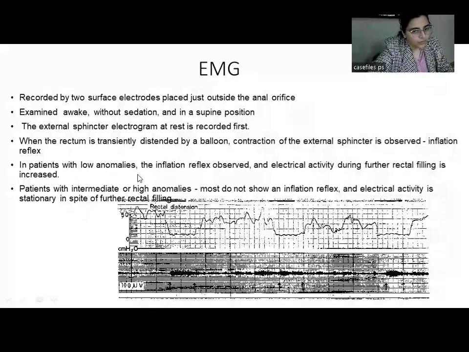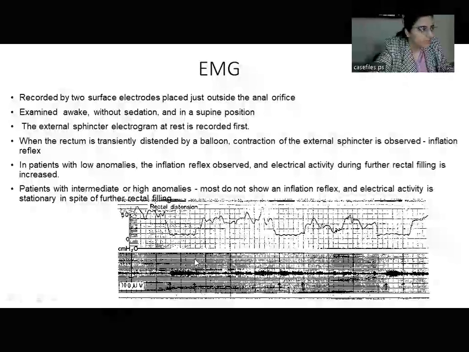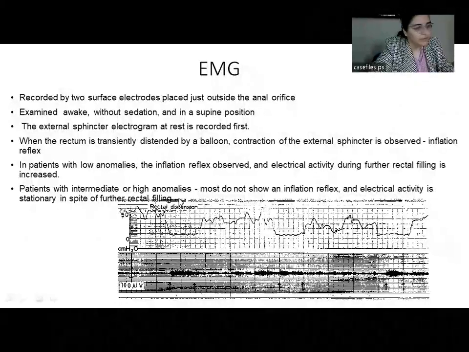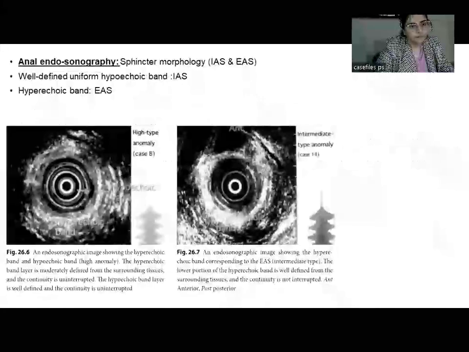In patients with low anomalies, usually this reflex is preserved. And we can see that the electrical activity is seen during rectal filling. That is, when there is rectal distension, there is fall in the pressure, there is increase in the electrical activity, and there is contraction of the external sphincter, basically. Patients with intermediate or high anomalies will not show this inflation reflex, and the electrical activity is usually stationary in spite of increase in the rectal filling.